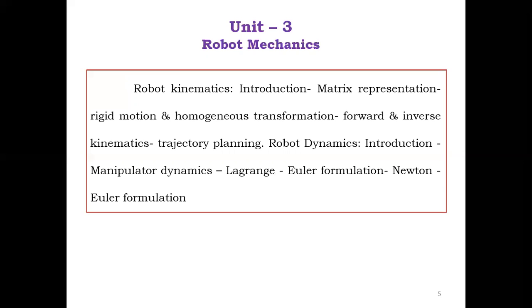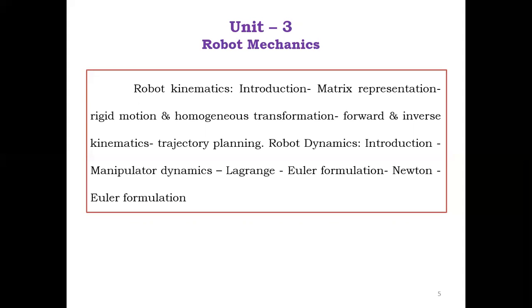In this chapter we are going to discuss how to represent the robot in a matrix format, how to calculate the position of the robot, how to calculate the torque and force of the robot, and how to calculate the angles of links and joints in unit number 3. In this unit we have two halves. The first half is fully based on kinematics, that is forward kinematics and inverse kinematics. The second half is based on dynamics, that is force and torque, which we are going to analyze.